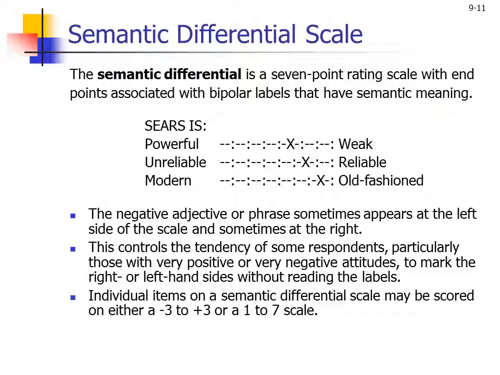Another type of scale is the semantic differential scale. The semantic differential is a 7-point scale with endpoints associated with popular labels that have semantic meaning. In a typical application, respondents rate objects on a number of items, 7-point rating scales bounded at each end by one of two popular adjectives, such as cold and warm.